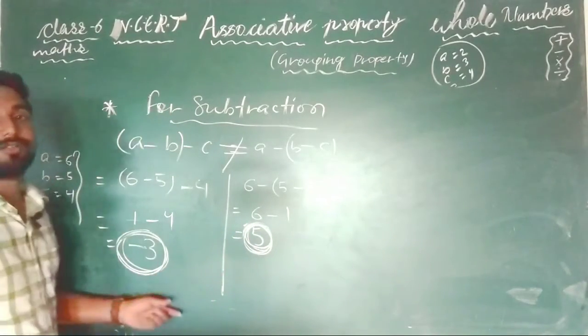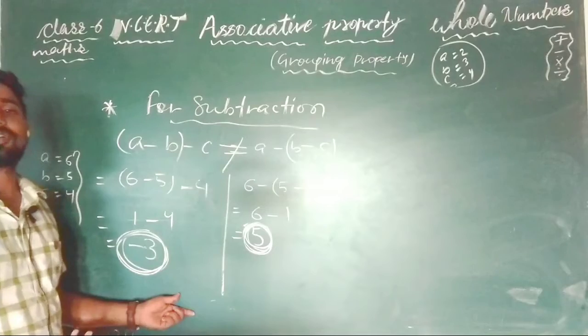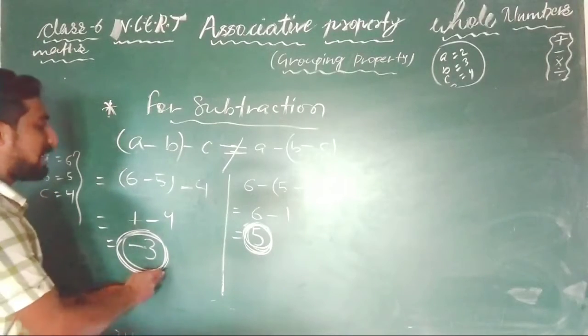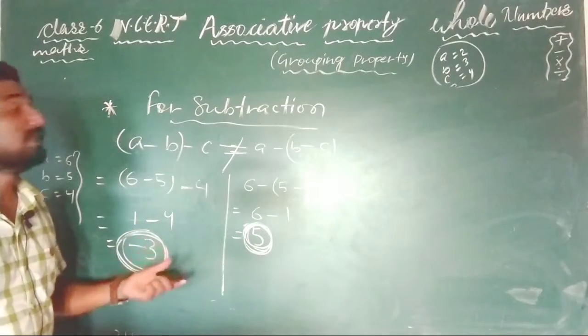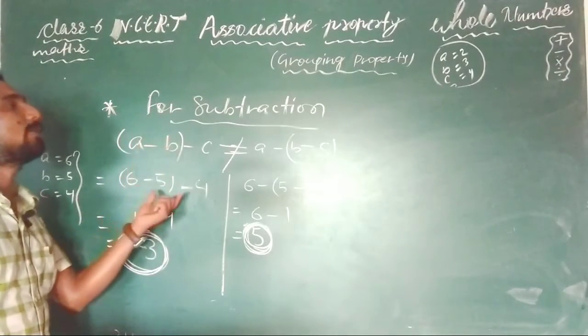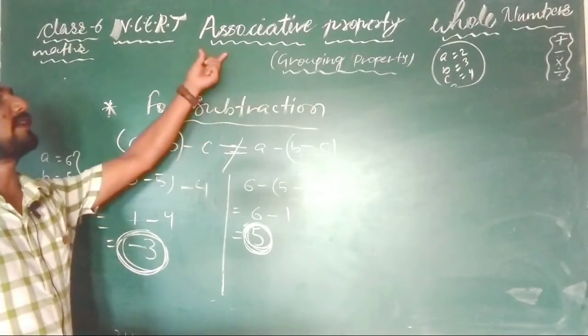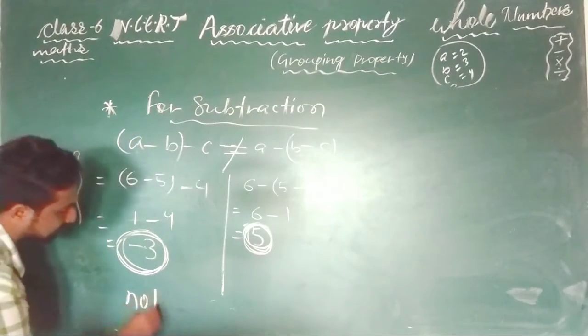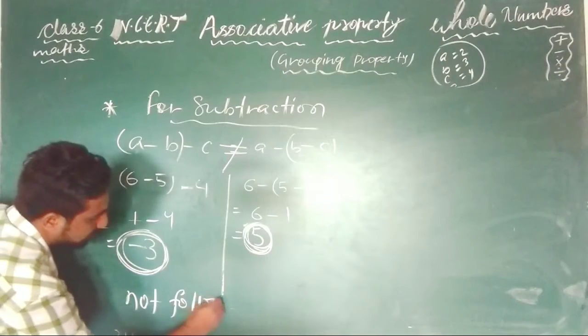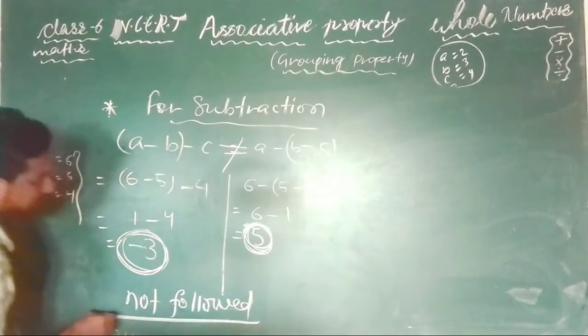So is it equal? You can see it's not equal. So you can see that the answer has not come equal. This shows that, for the subtraction operation, this grouping property or associative property is not followed. So you can understand, not followed. And why it is not followed, I have shown you.